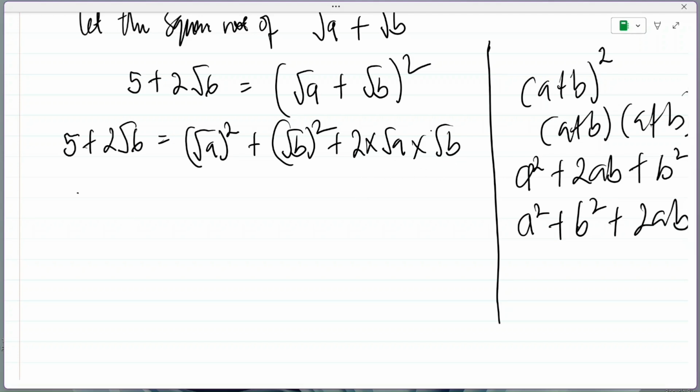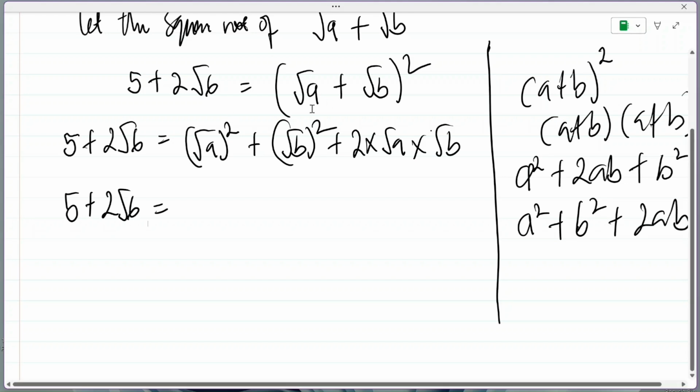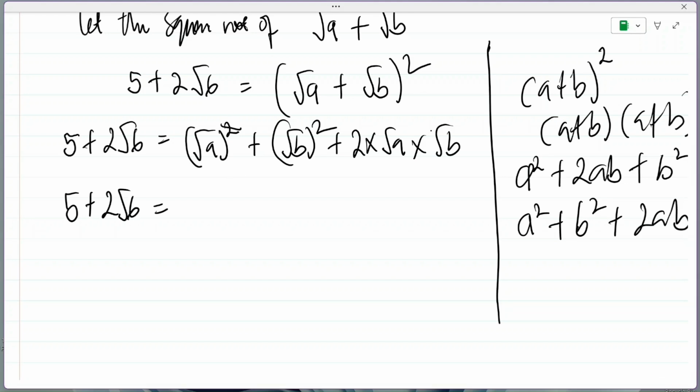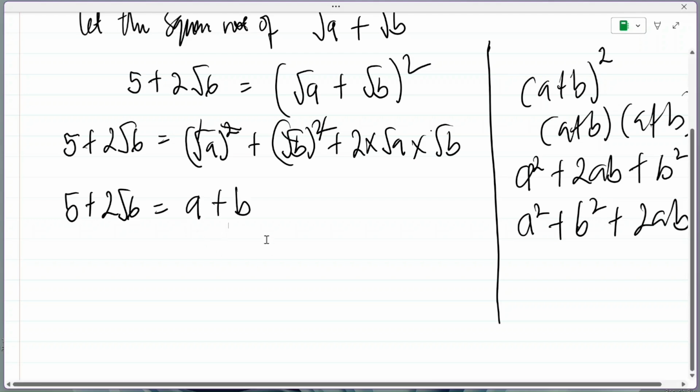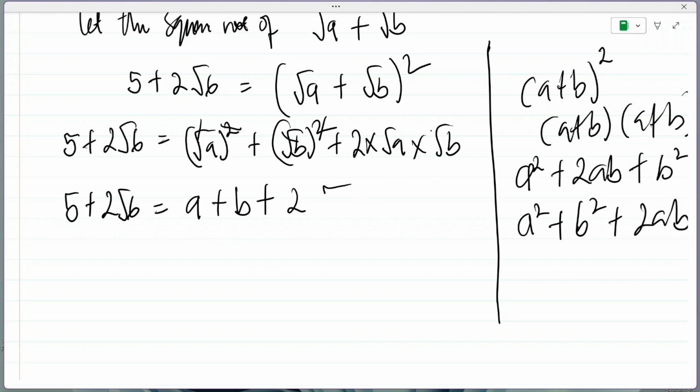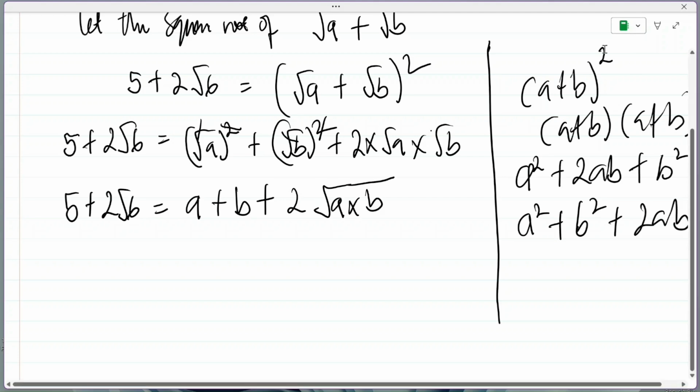On the next line, we have 5 plus 2 root 6 equals, we're breaking this down, we're actually expanding this. The square cancels the square root, so you'll be left with a, plus the square cancels the square root, you'll be left with b. So you have a plus b plus 2 times root a times root b. A has a square root and b has a square root, and they are linked by times, so you can give them a big square root and multiply them together, as shown in the multiplication of surds.